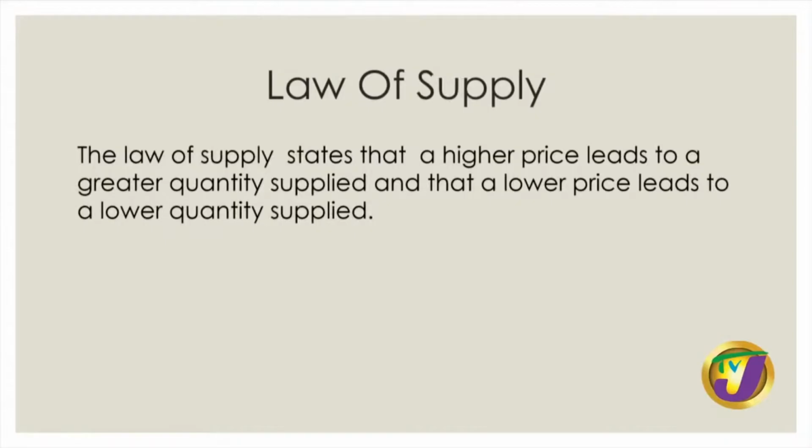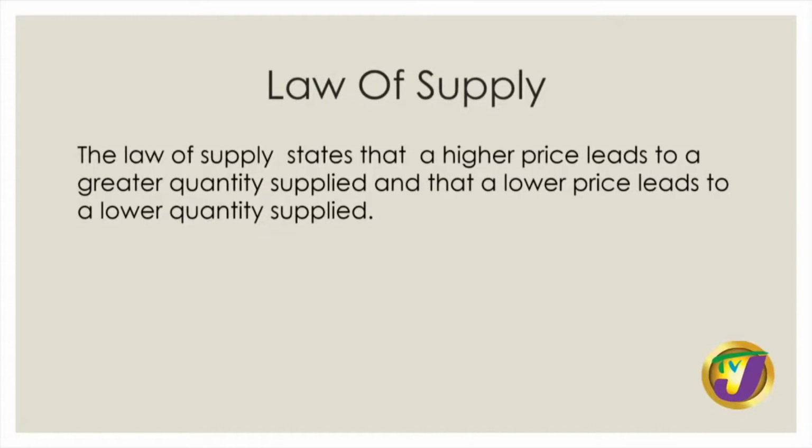Let's look at how price impacts supply. That is called the law of supply. So let's look back at tomatoes again so you can better understand. Now, the law of supply states that a higher price leads to a greater quantity supplied, and that a lower price, which is the reverse, leads to a lower quantity that is supplied. So, tomatoes again, right? So let's say the price for tomatoes has increased.